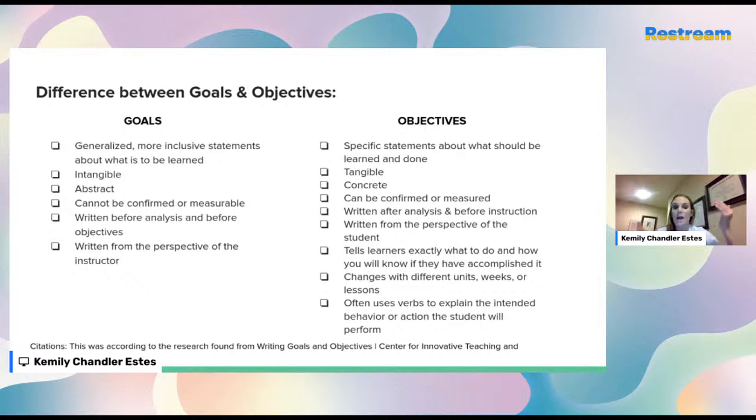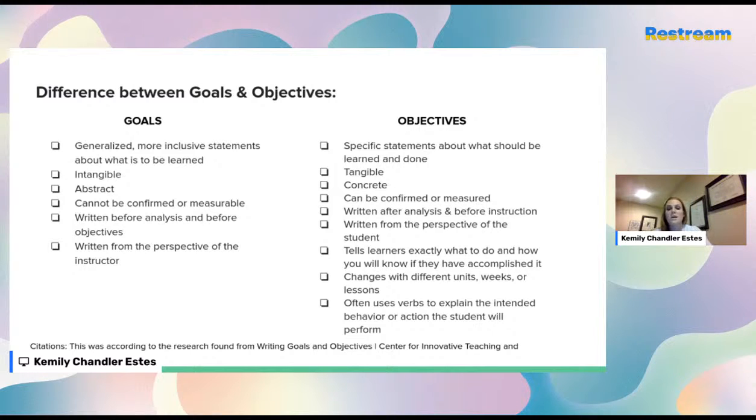Goals are intangible, whereas objectives are tangible. Your goals are abstract. It's more like a vision of what you're going to accomplish, whereas your objectives are very concrete. Your goals cannot be confirmed and they're not measurable, whereas objectives can be confirmed and measured. You can say this is what the student will be analyzing, and give the activity they're going to do to measure and look at data to see if they accomplished that objective.